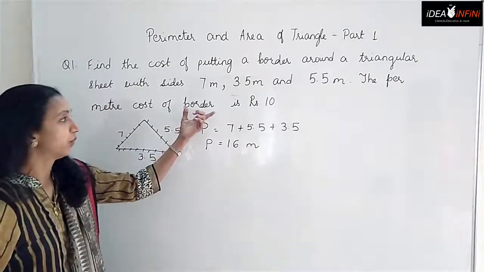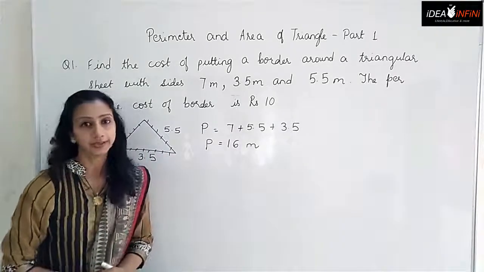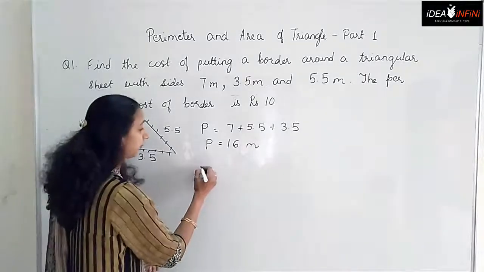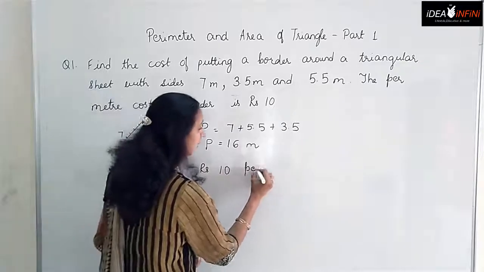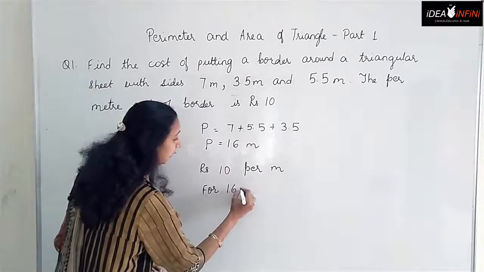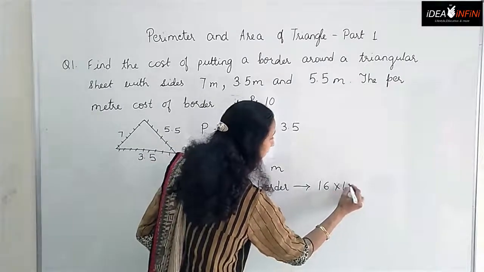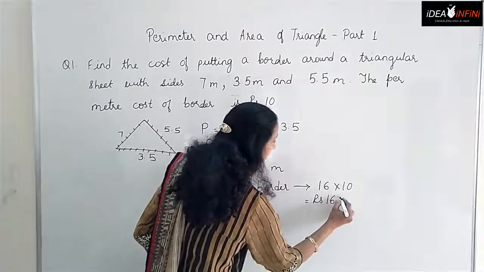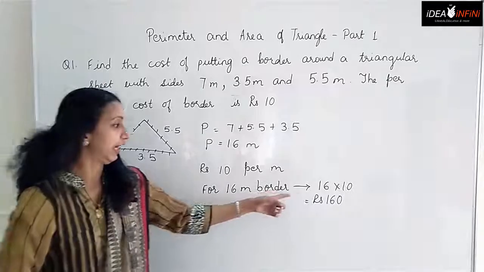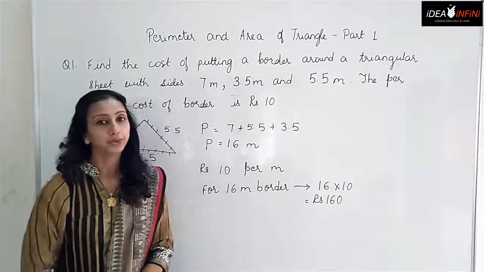Now we know that we have to put a border around the triangular sheet. That means we have to put a border on all the three sides. And the cost of border is rupees 10 per meter. So for 16 meters of border, the total cost will be 16 into 10. That means rupees 160. The cost is rupees 10 per meter. For 16 meters of border, I have to spend 16 into 10, that is rupees 160. So this is one application of perimeter.